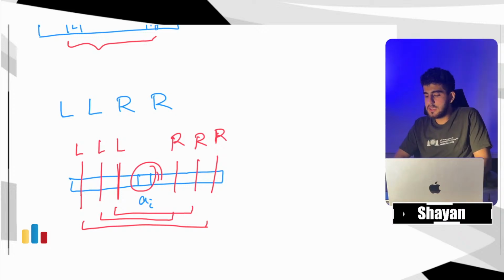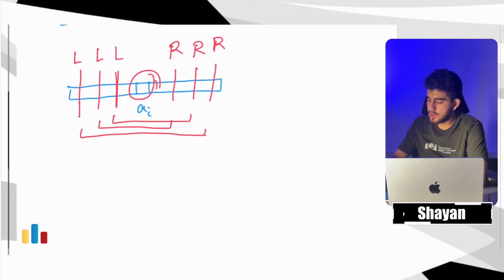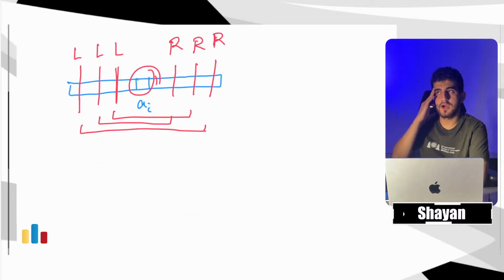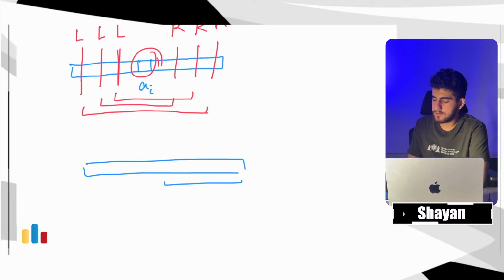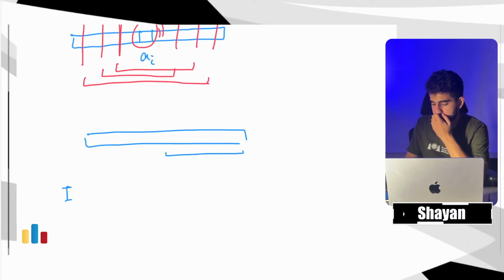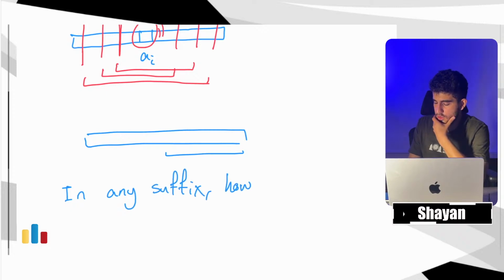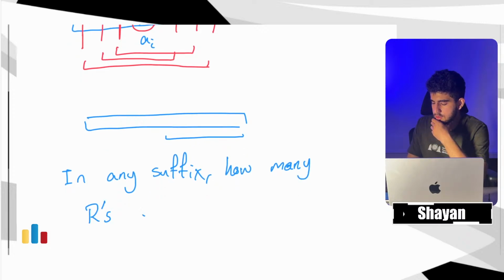So the point here is to find out what is the maximum value for all A sub I's. First of all, I prefer to find out, in any suffix, how many R's do I have?